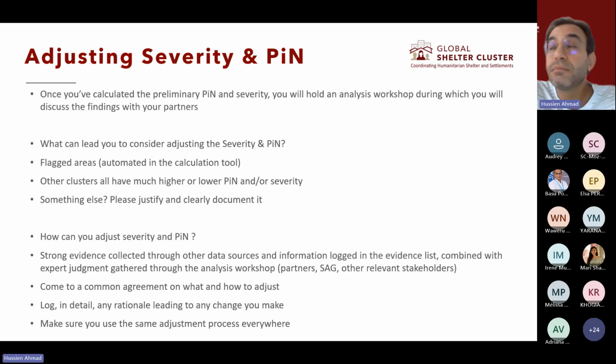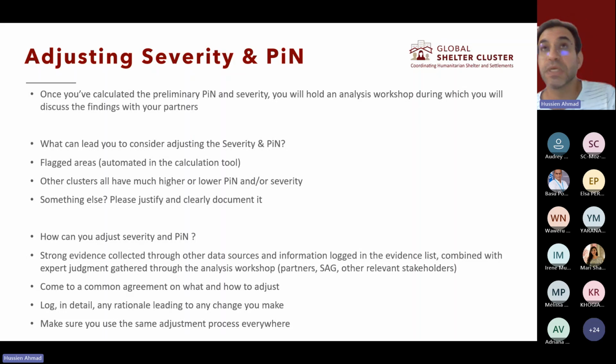Flagged areas, as I said, we have the automated flags in the calculation tool. This is important to pay attention to. Other clusters as well: when you submit your data to OCHA for GF analysis, there will be comparisons with other clusters. And if you look at your pin in one area, for example, it is 90% of the population and all other clusters have 30-40% of the population in need. This is a high pin, much higher than the other clusters, or maybe much lower than the other clusters.